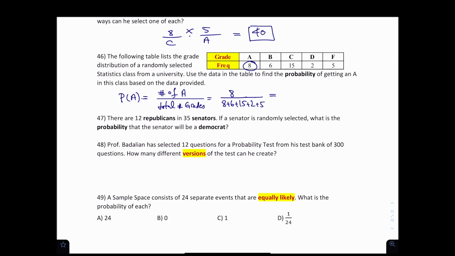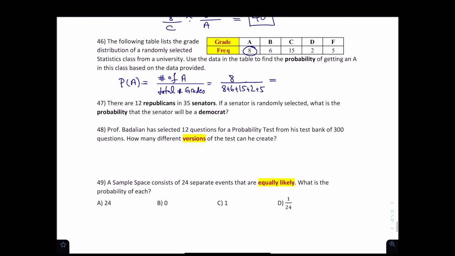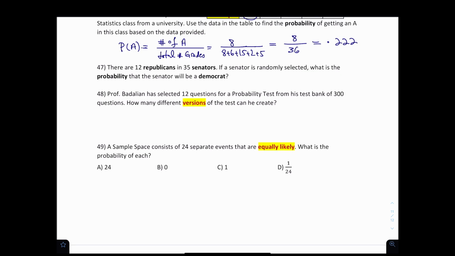So you add the numbers in the denominator, and that gives you 36. That's right, it's 7 plus 15, 22 plus 8, 30 plus 6, 36. And you have 8 in the numerator, so 8 divided by 36 is 0.2222.